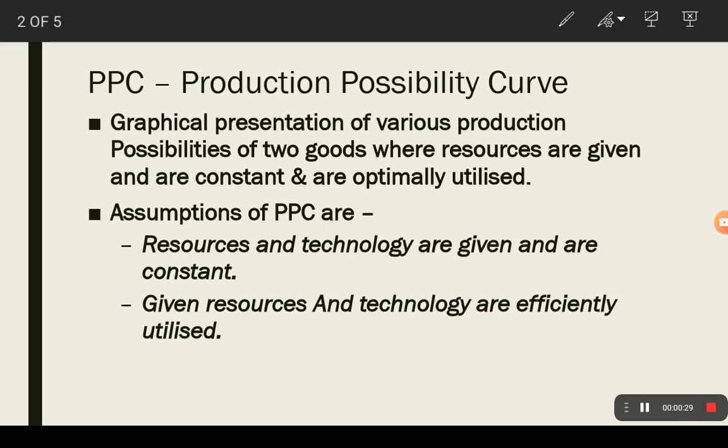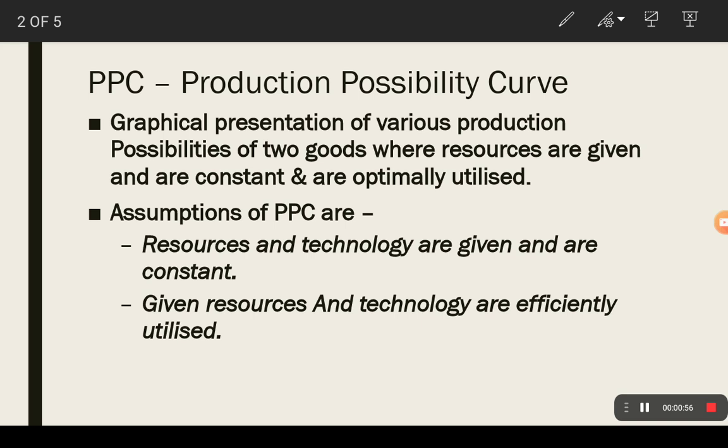What is the Production Possibility Curve? The Production Possibility Curve is defined as the graphical representation of various possible production combinations of two goods where the resources are given and are constant and are optimally, that is, efficiently utilized.